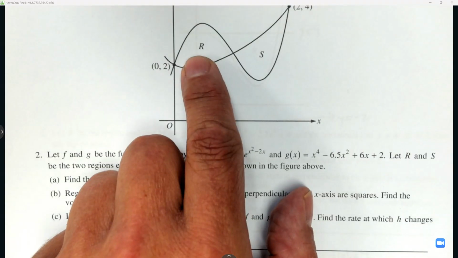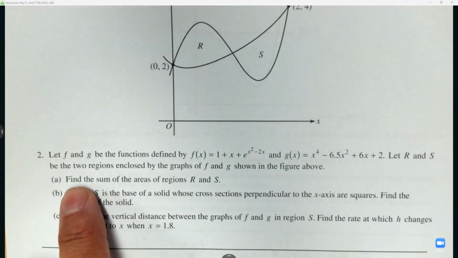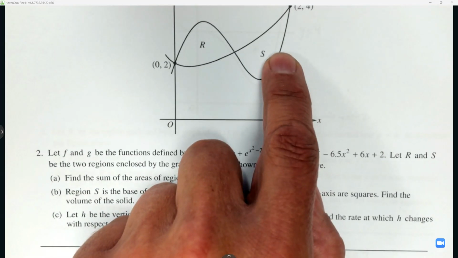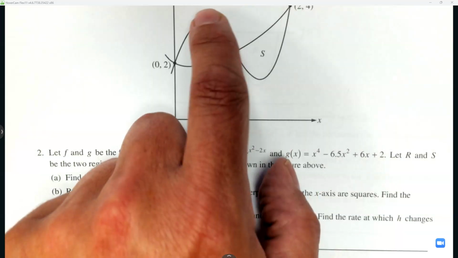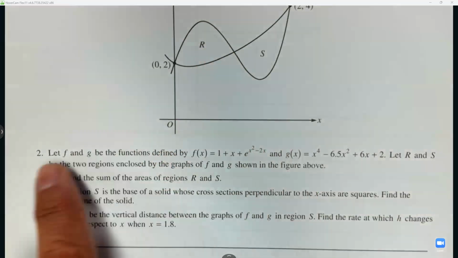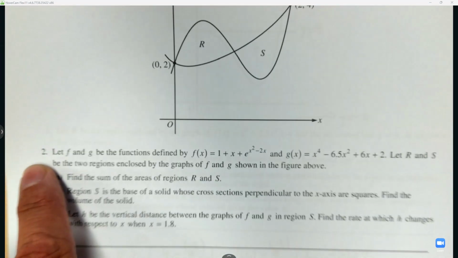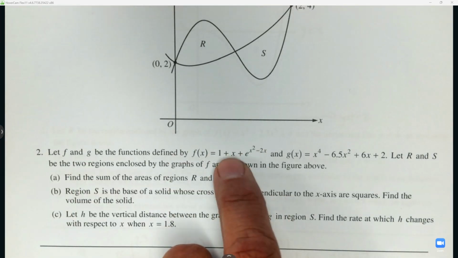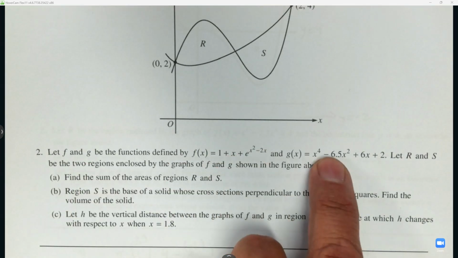You have two areas. One's R and one is S. And the first is find the sum of both those areas. And to find the area between two curves, it's top subtract bottom. So it's question number 2. You can use Desmos. So I want you to press pause and go to Desmos, and I want you to put in these two equations and then press play.